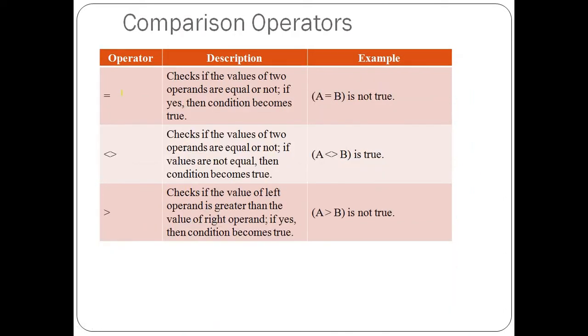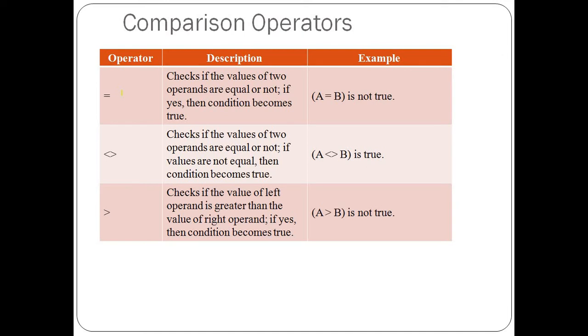The next operator category is comparison operators, wherein we have simple operators like equals to. Then we have the second one, greater than and smaller than symbol, which checks if the values of two operands are equal or not. If the values are not equal, then the condition becomes true.